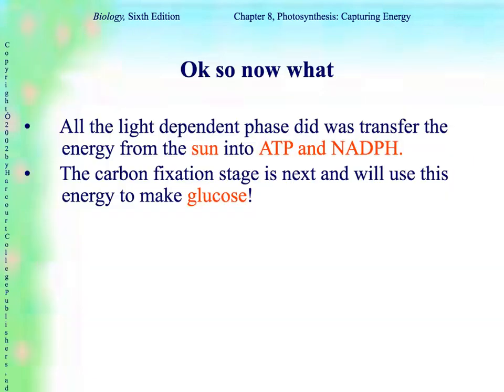Okay, so now what happens? All the light-dependent phase did was transfer the energy from the sun into ATP and NADPH. We haven't made any glucose yet, and we haven't even talked about carbon dioxide. So obviously that stage is next, and that stage is called the carbon fixation stage.